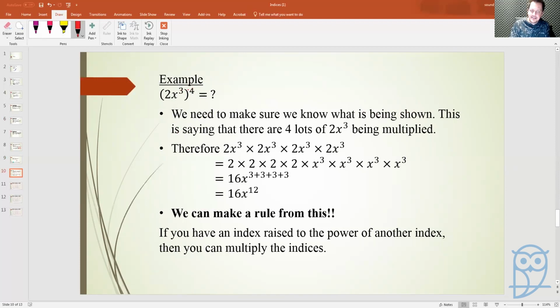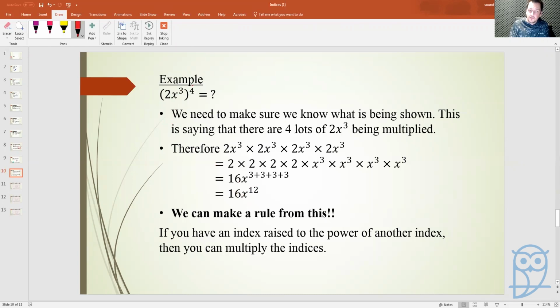And essentially, this is saying that there are 4 2x cubes multiplying together. So it's 2x cubed times 2x cubed times 2x cubed times 2x cubed. So we have 4 2's multiplied and 4 x cubed multiplied. So 2 multiplied by itself 4 times is 16. And then we know from our multiplication rule that we add the exponents, so 3 plus 3 plus 3 plus 3, and that gives me 12. And therefore my answer is 16x to the 12.